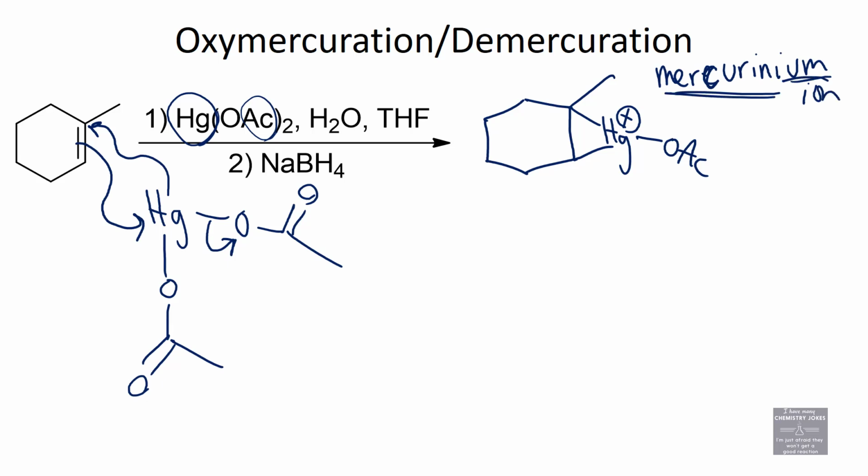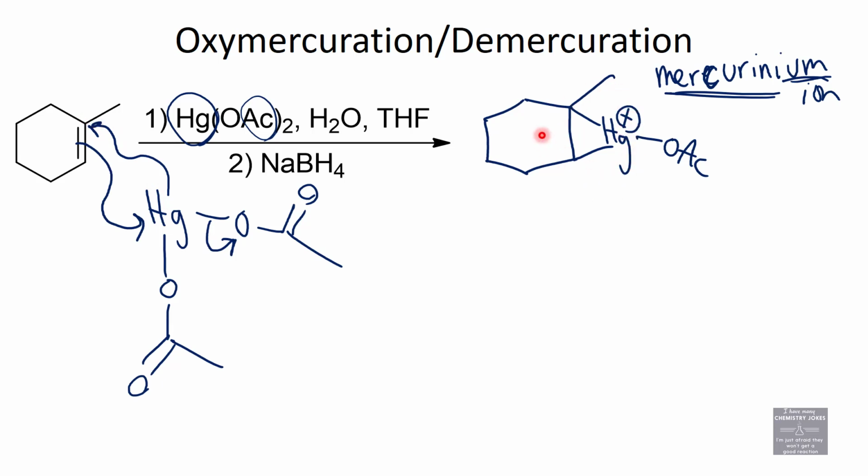Why did I attack the top carbon here? This carbon is tertiary. That carbon is secondary. This carbon has more substituents, therefore better carbocation character. So mercury attacks that carbon. Okay. Then I get a mercurinium.